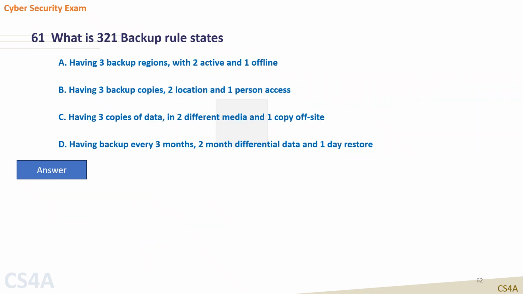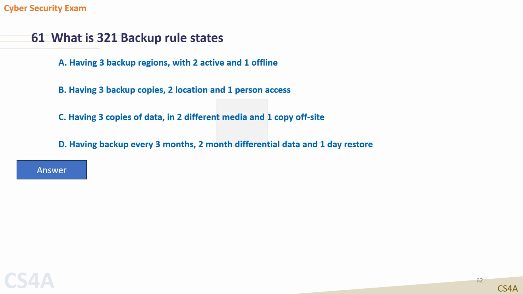So here the first question is, what does the 3-2-1 backup rule state? Option A is having 3 backup regions with 2 active and 1 offline. Option B is having 3 backup copies, 2 locations and 1 personal access. Option C is having 3 copies of data on 2 different media and 1 copy offsite. And option D is having backup every 3 days, 3 months, 2 months different data and 1 day restore.